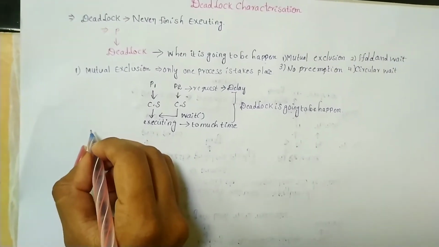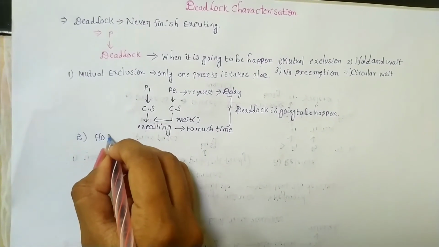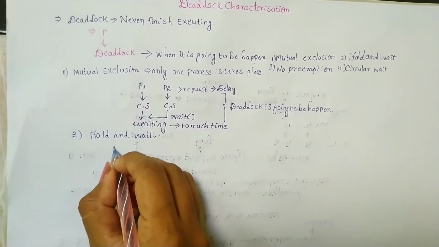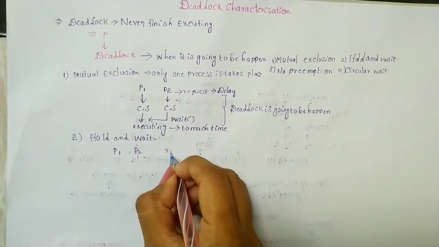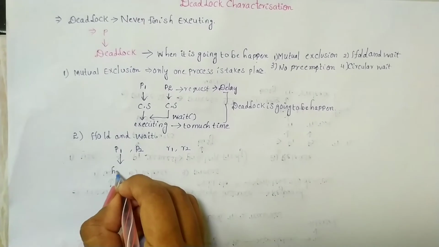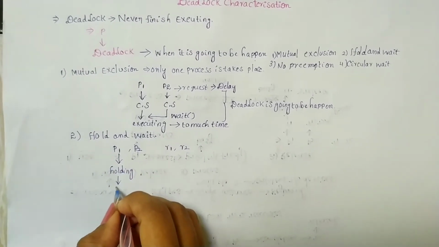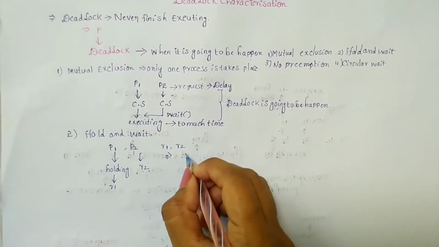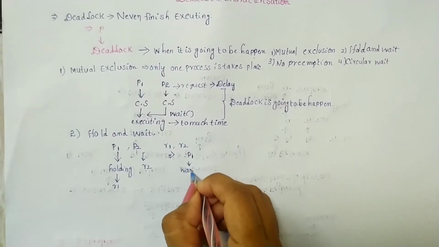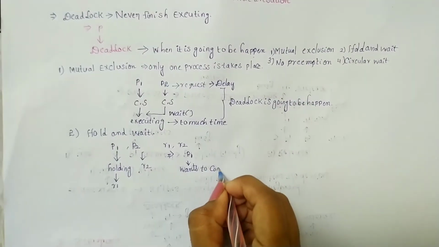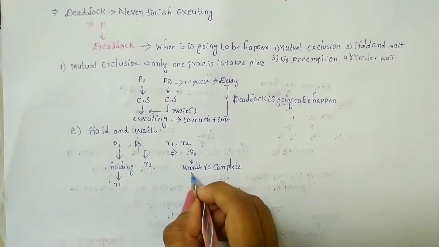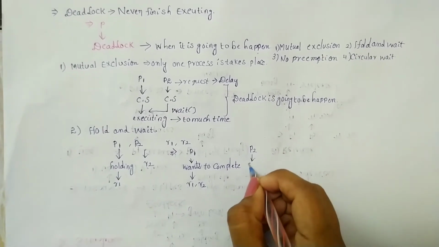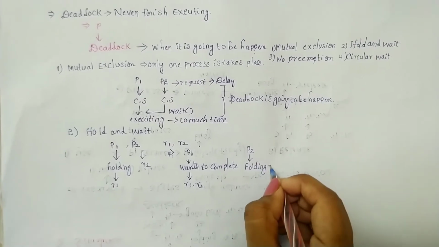Now talking about hold and wait. If P1 and P2 are two processes and R1 and R2 are resources, P1 is holding R1 and P2 is holding R2. If P1 wants to complete its execution, P1 must have R1 and R2. But here what happened is P2 is holding R2 and P2 is also waiting for R1.